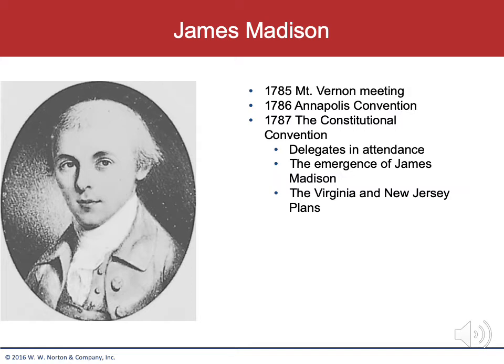This is Patterson of New Jersey. And basically, it called for keeping the Congress unicameral, meaning one house, and having equal representation of all the states. So no matter how big the state was, they still got the same number of votes. This actually gridlocked the convention and almost ended the convention right there.